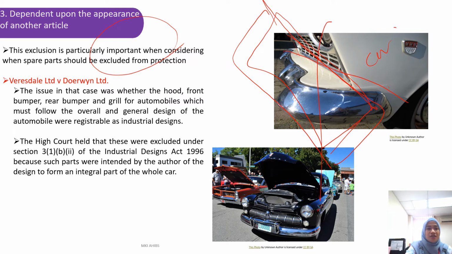This has been stressed by the court in the case of Veresdale Limited and Dorwin Limited. The issue in the case was whether the hood, front bumper, rear bumper, and grille for automobiles are registrable under industrial design, in which the court held that no, it cannot be protected under ID. It falls under the exclusion under section 3 subsection 1 paragraph B2.